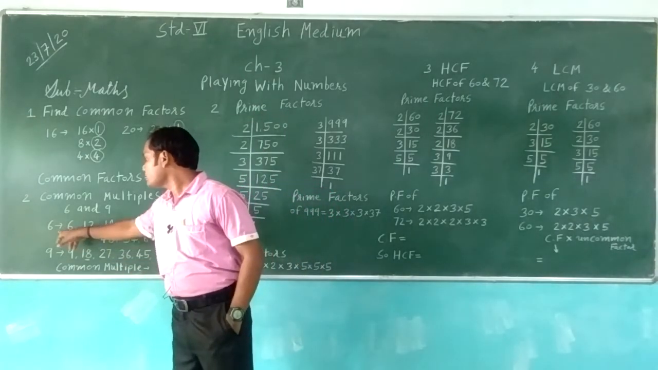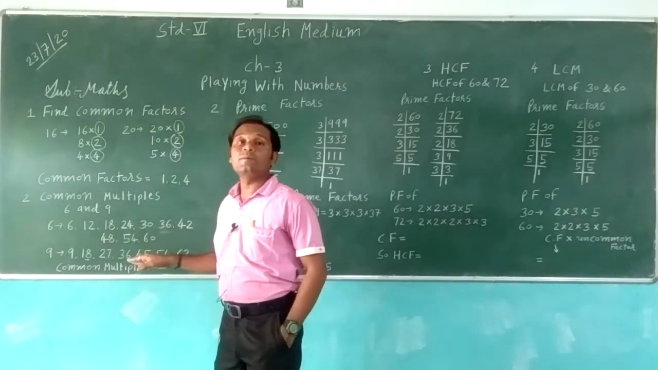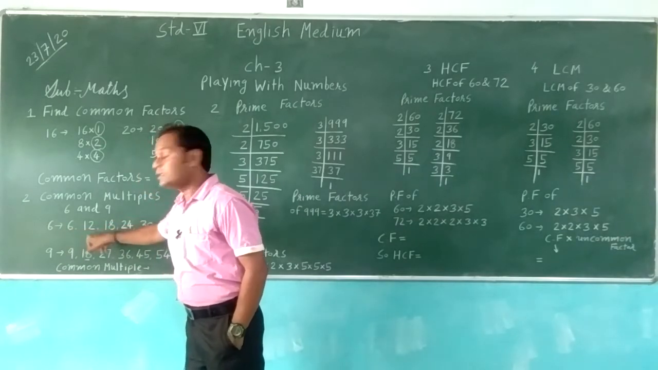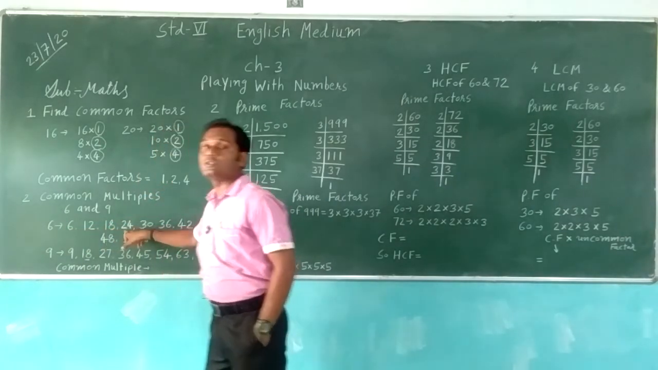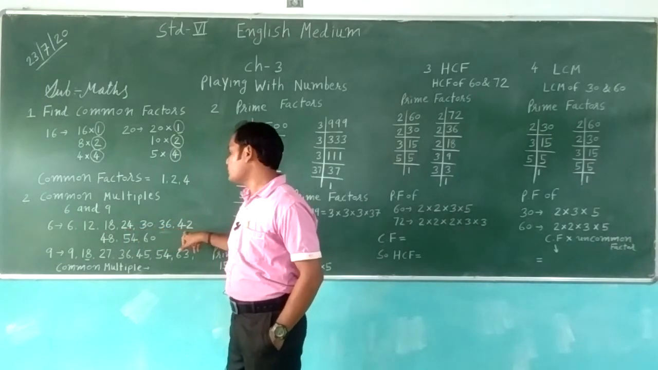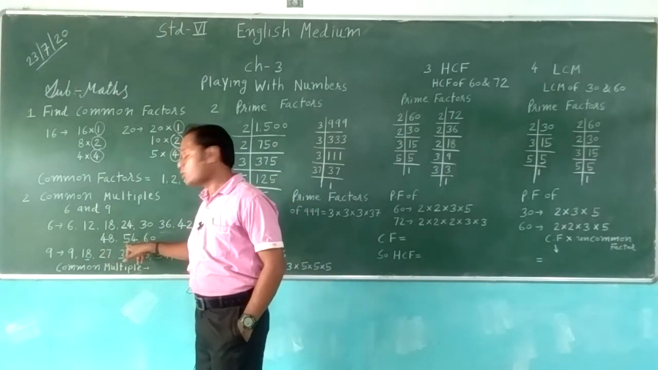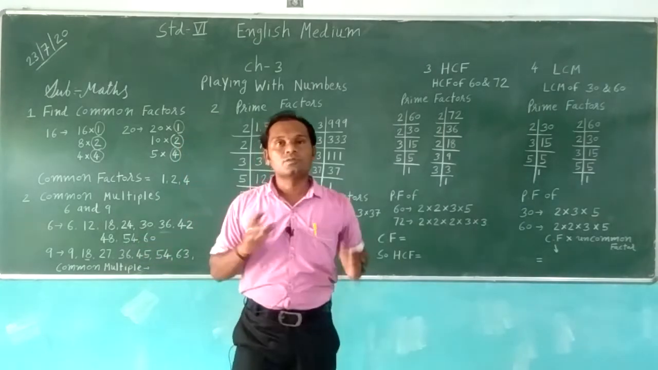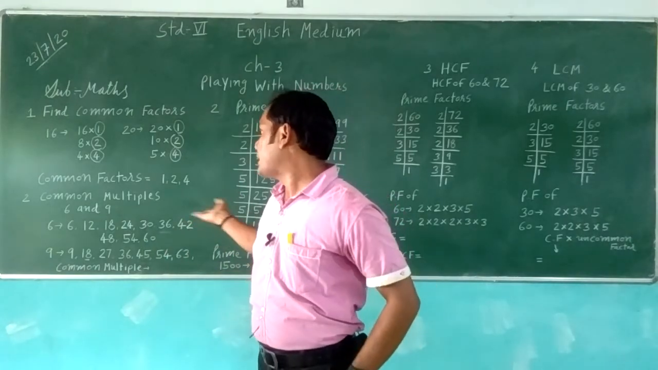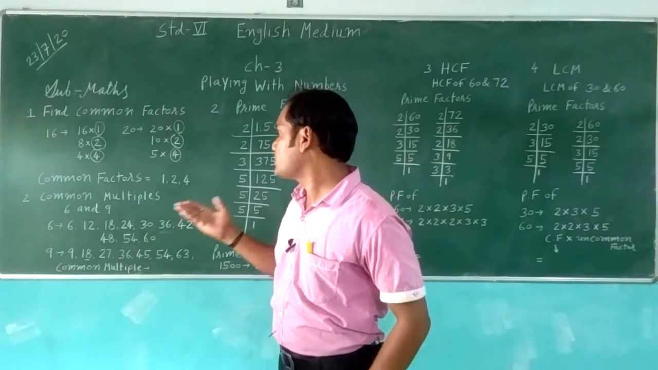So 6 is given. The 6 table is written here, and all are called multiples of 6. See, 6 1 the 6, 6 2 the 12, 6 3 the 18, 6 4 the 24, 6 5 the 30, 6 6 the 36, 6 7 the 42, 6 8 the 48, 6 9 the 54, and 6 10 the 60. So this is the 6 table. All the numbers we got are called multiples of 6.